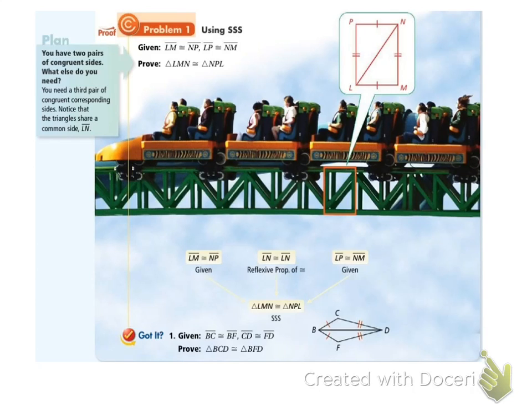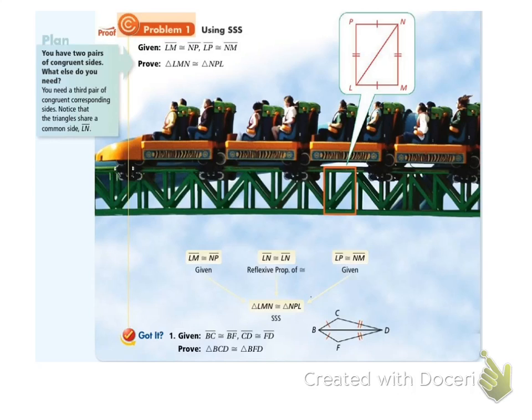So, if we look here, they have taken triangles off of this roller coaster, and they've written a proof. So up here, we are given that LM is congruent to NP, and we're given that LP is congruent to NM. So if we look at their proof down here, here's the given, and then I'm allowed to say that LN is congruent to LN by the reflexive property. So then I have that the three sides are congruent, so then I can say that the triangles are congruent by side.